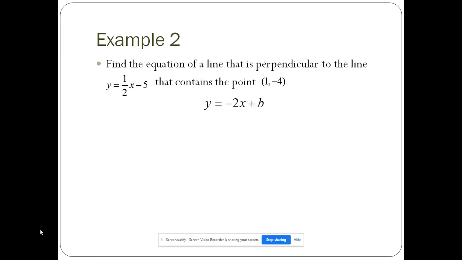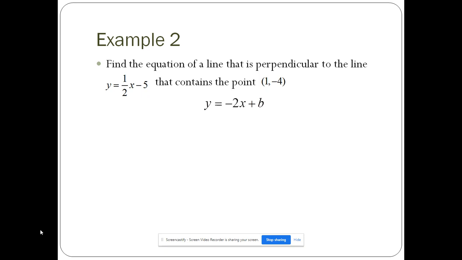All right. So this is what we have so far for the equation of our line. y equals negative 2x plus b. We don't know what the y-intercept is. But that's where the point that's given to us is going to come in handy. We're going to use this point 1, negative 4, and we're going to plug those values in for x and y, and that will leave us with just b left in our equation to solve.